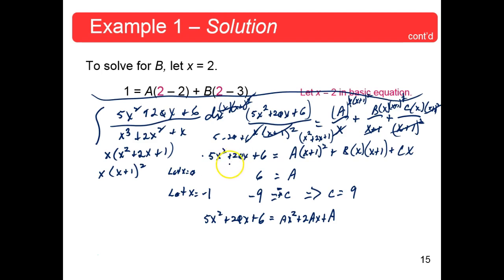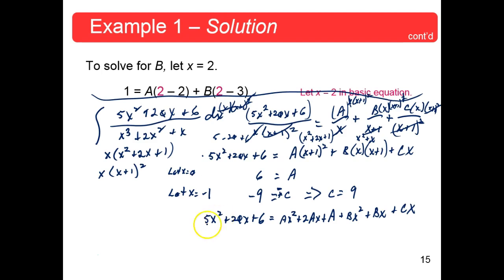Okay, let's go to the b term. Let's multiply those two together. And what did they give you? X squared plus x. And multiply that, and that'll be plus bx squared plus bx. And then the last is just plus cx.